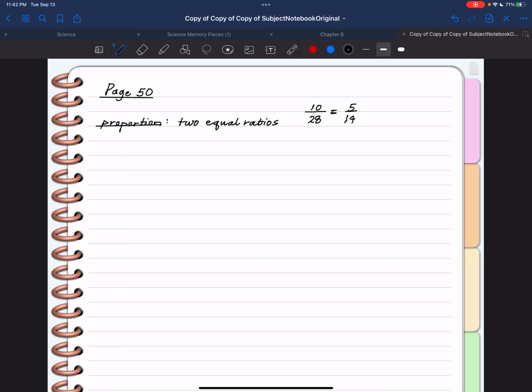Let me give you some others. Let's take 5/15 and simplify that. So we're going to divide top and bottom by 5 to get 1/3. So that's two equal ratios. That means that is a proportion. What about 22 over 24? You can plug that in your calculator, or you can divide by 2's, and you get 11 over 12. That is a proportion.